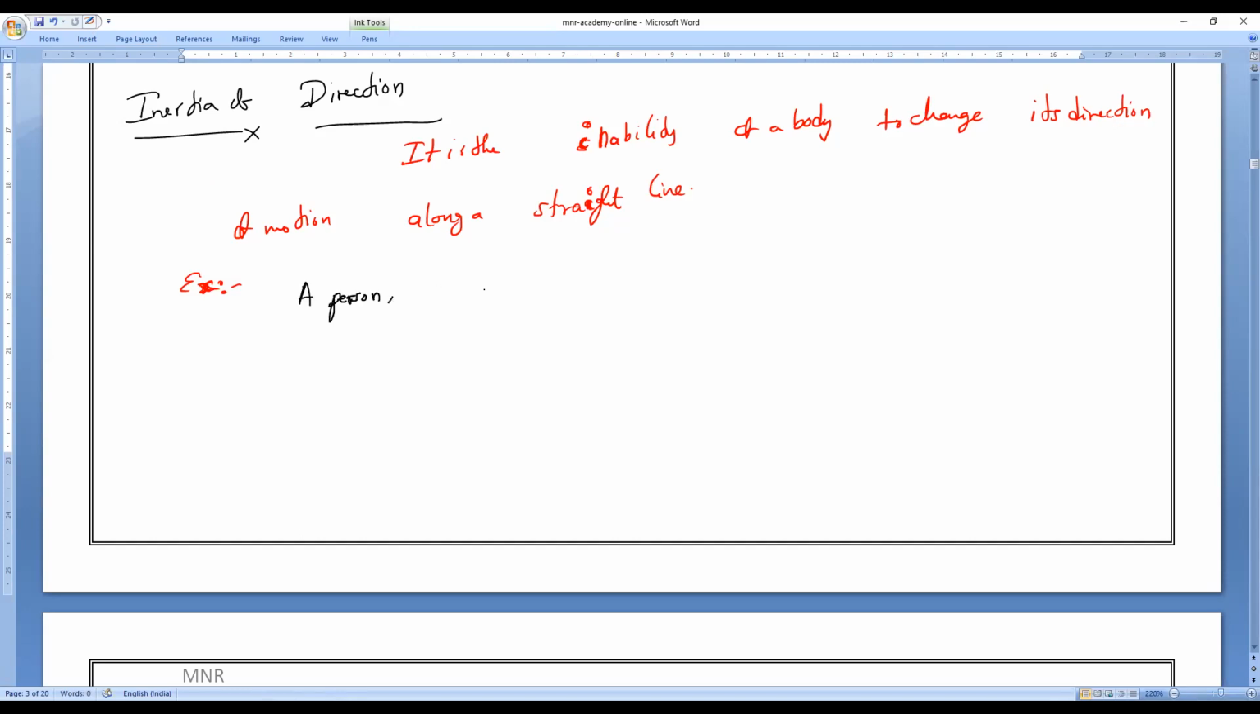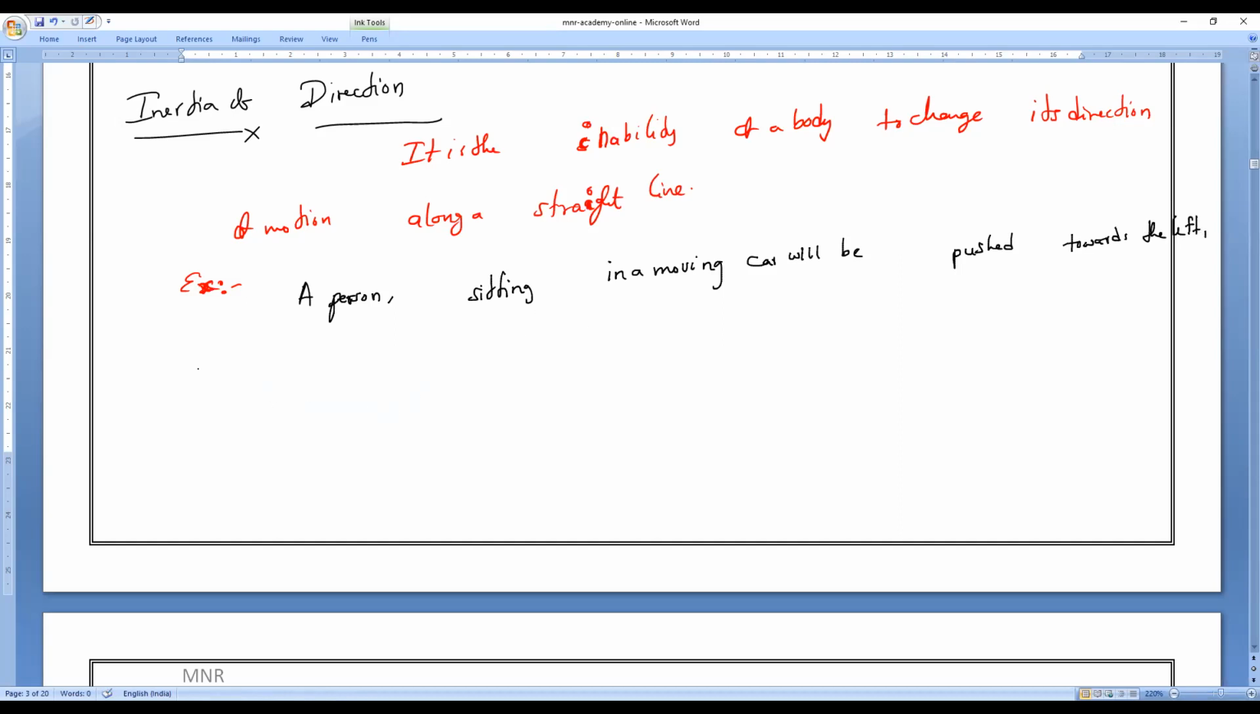A person today, if you travel, you can all experience this. Kindly see that. A person sitting in a moving car, or you can be traveling in a school bus, you can see that. A person sitting in a moving car will be pushed towards the left.